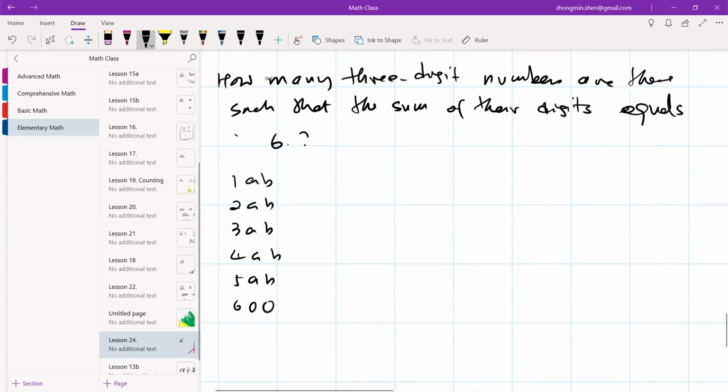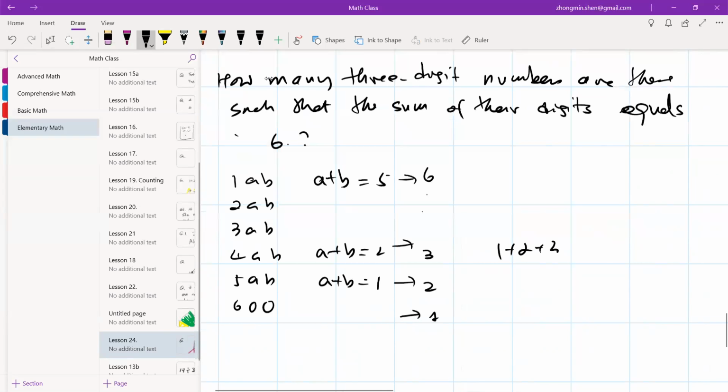Okay, so clearly if you know how to do it, here A plus B, the sum of these two digits must be 1. And here the sum of these two digits must be 2. And so on. Here the sum of those two digits will be 5. So you can see that here is 1, 2, 3, all the way to 6. This is the total number of possibilities here. So the answer will be 1 plus 2 plus 3 plus 4 plus 5 plus 6, and this is 21. Yeah, that's easy to add them together.